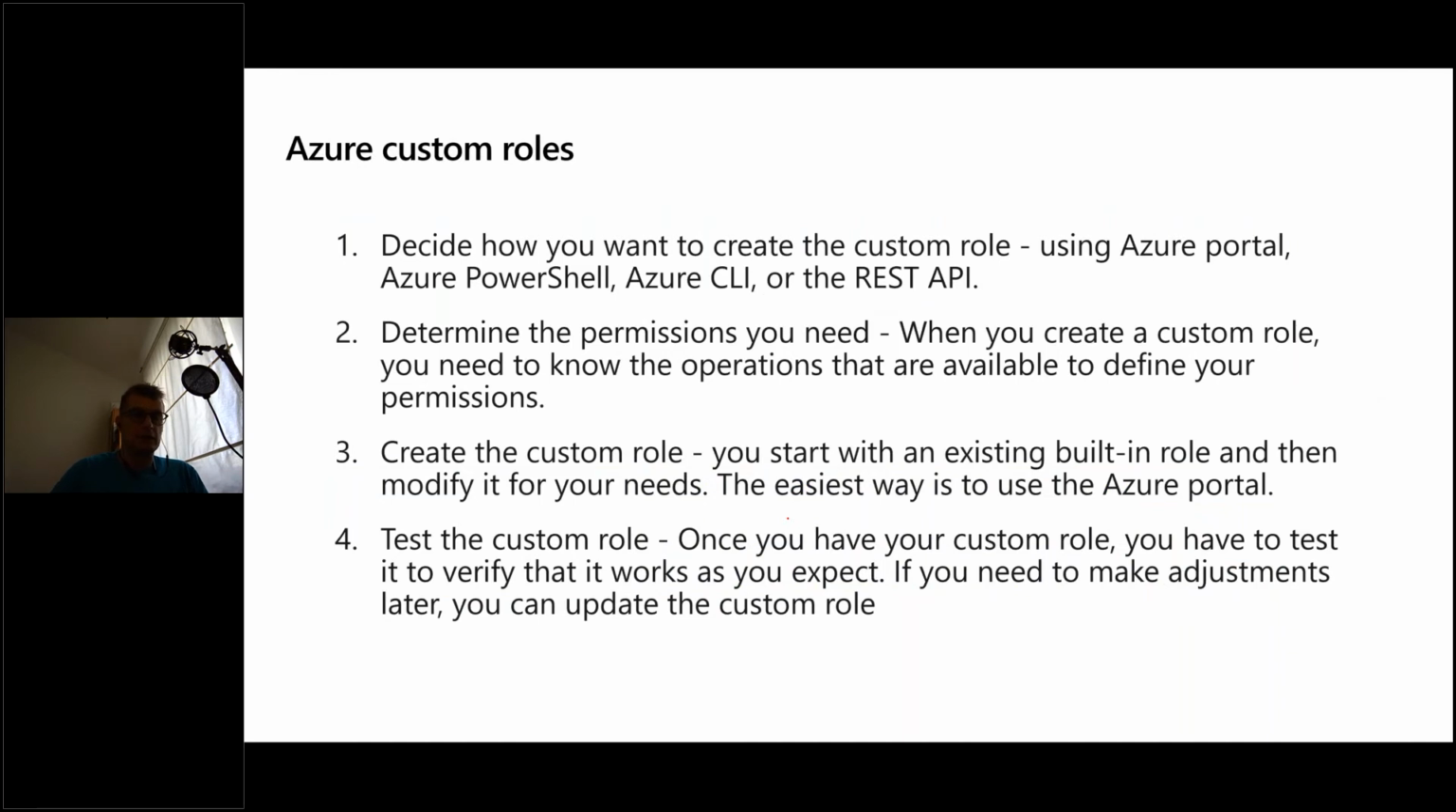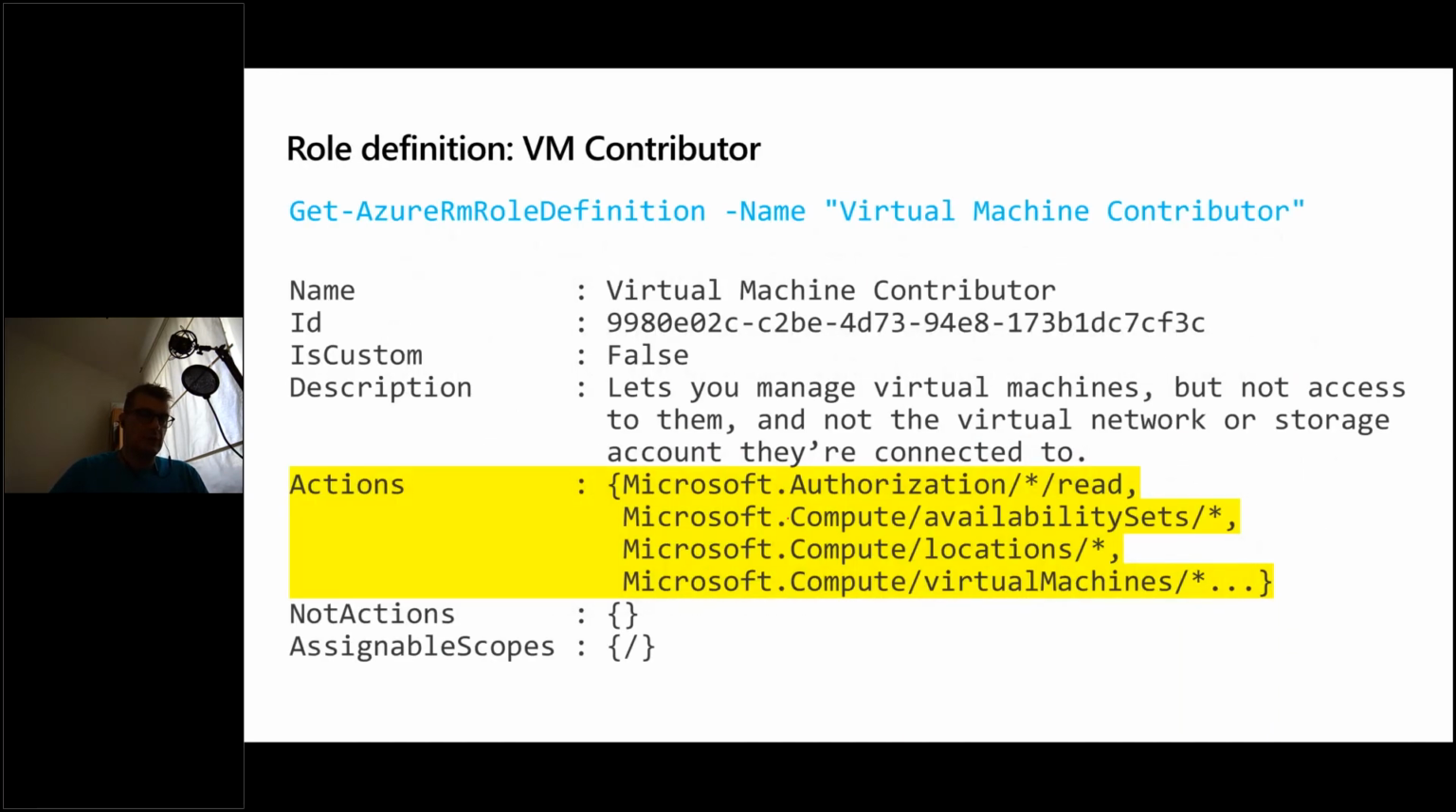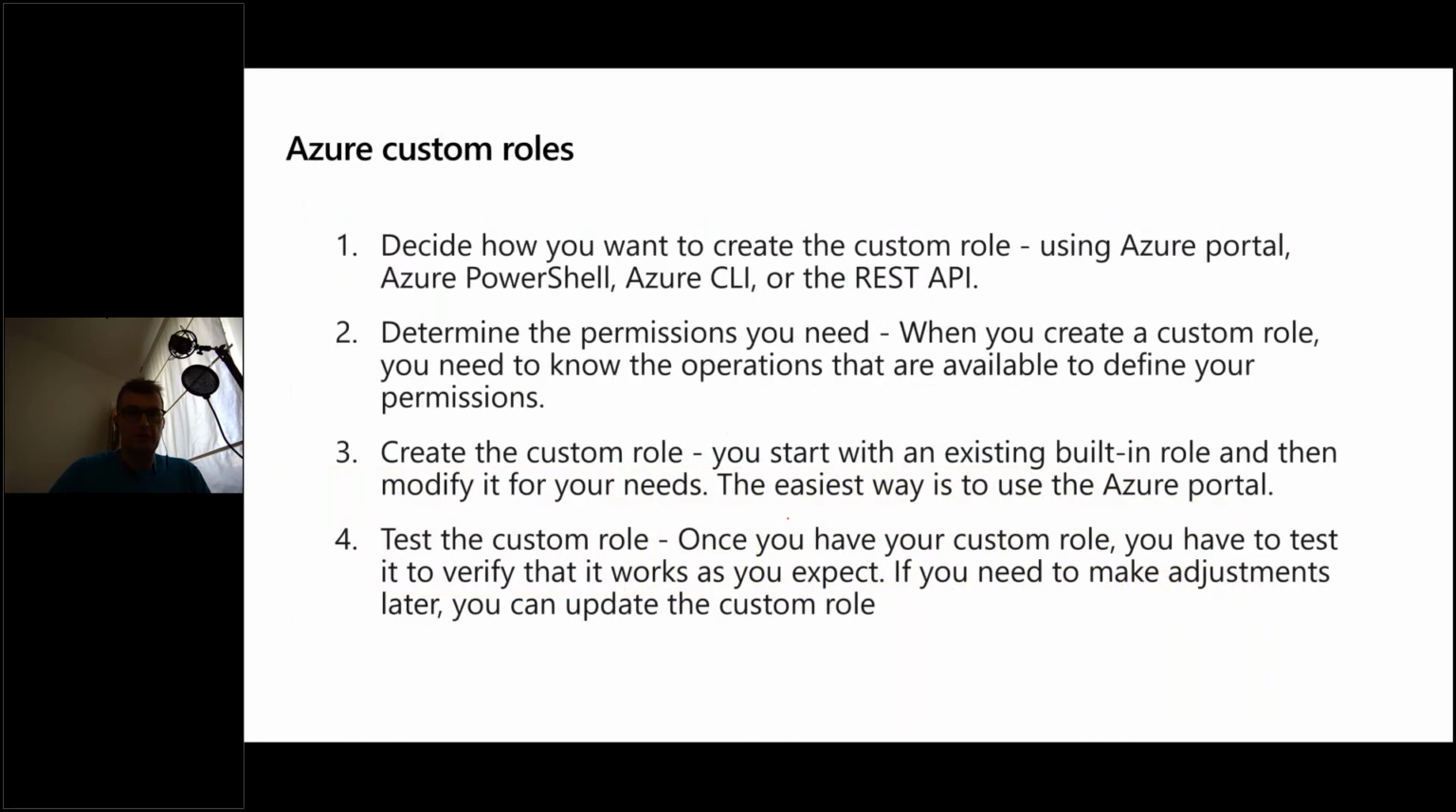How can we do that? We either do that via PowerShell, CLI, or any means, REST API, whatever, or even the Portal, which is even better. We'll see how it works in a moment. First of all, decide how you want to create a role, and then determine the permissions that you actually need. When you create a custom role, you need the operations that are available to define your permissions.